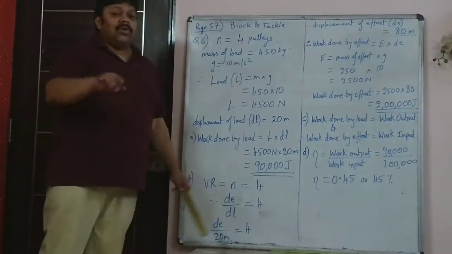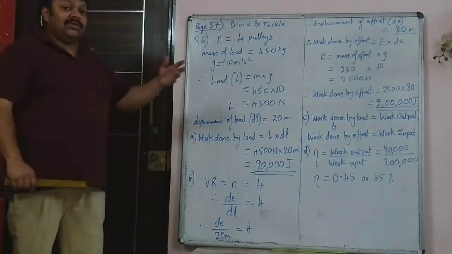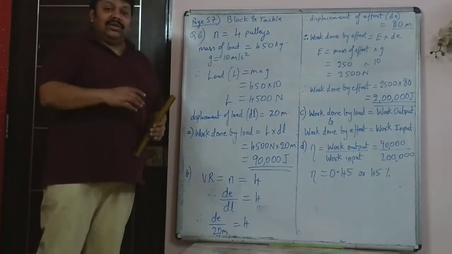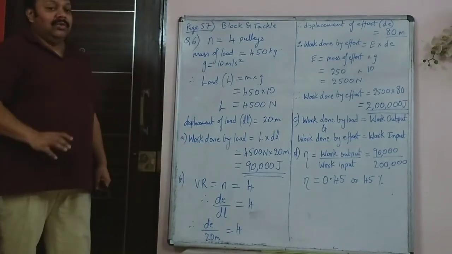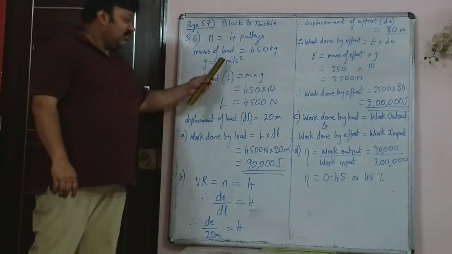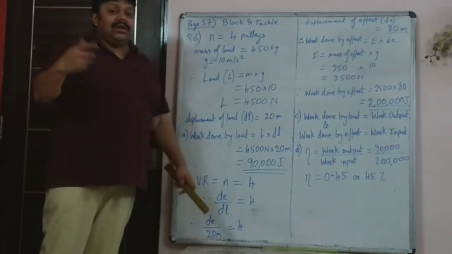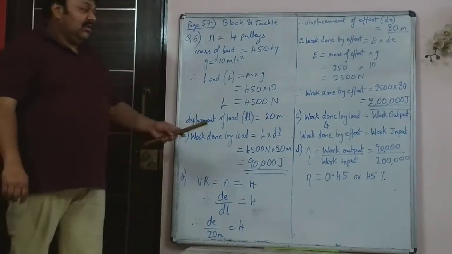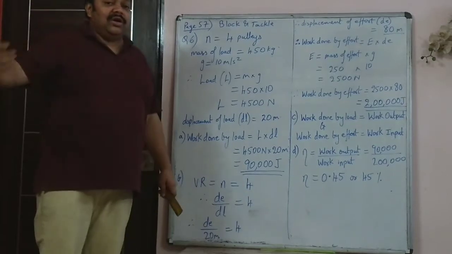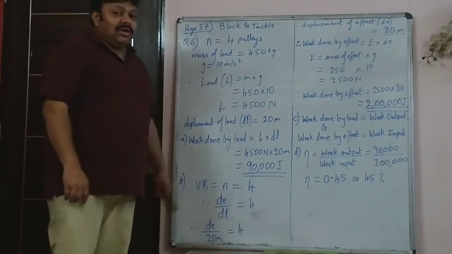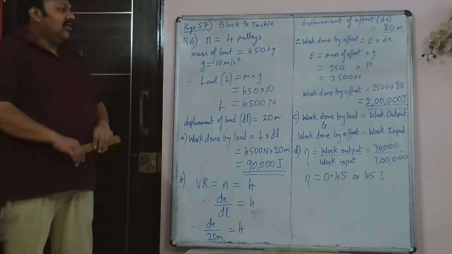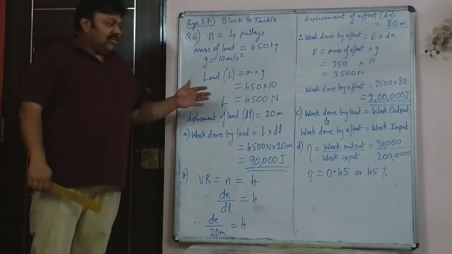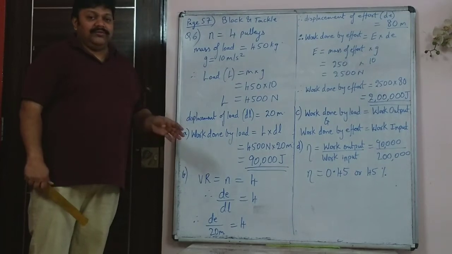Now sometimes in the board exam they also ask you the question that draw the diagram. So in this case you will have to draw the 4 pulley block and tackle system. The diagram is also asked. So this may be for 3 marks and the diagram for an additional 2 marks. So the diagram also, which I have already taught in the theory part, would have to be drawn in the exam. So with that, we stop the sums and the video here.